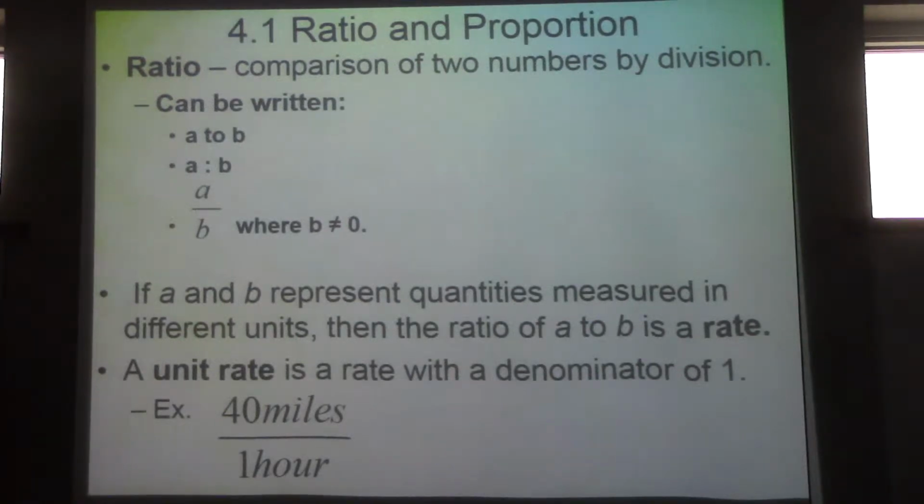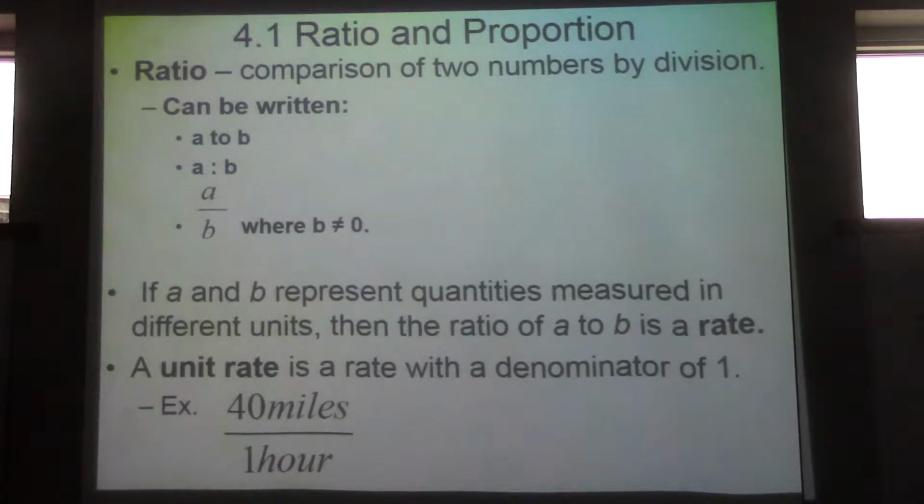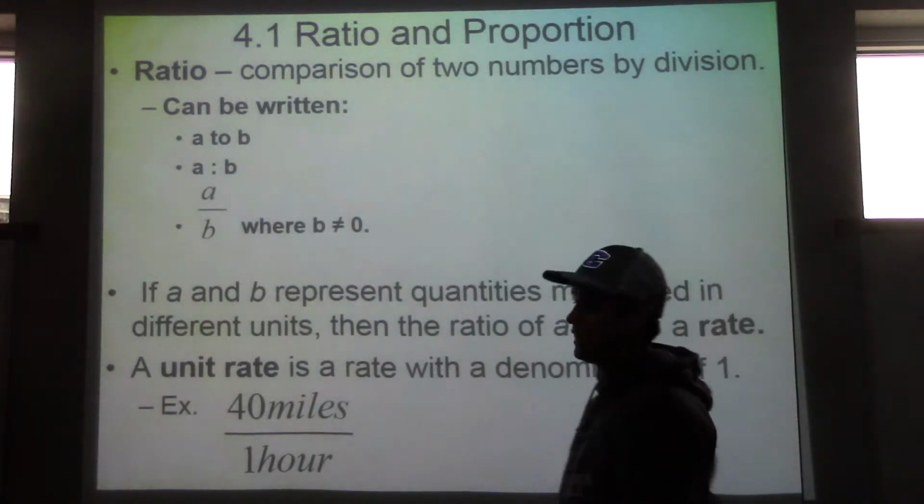Morning class, we're going to go over solving 4.1, a ratio and a proportion. So you're going to see a ratio in a number of different ways. You're going to see it written as A to B, A colon B, A over B, any of these.